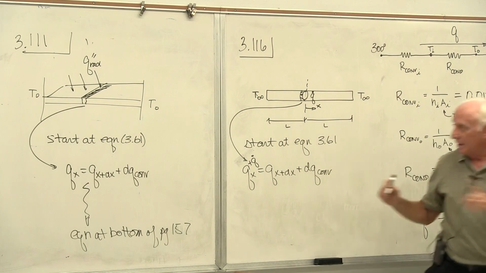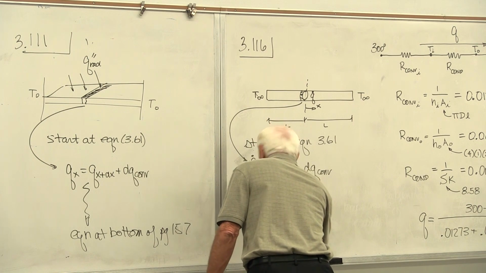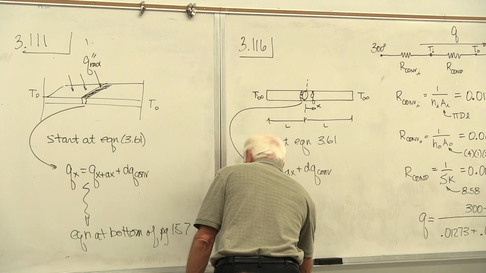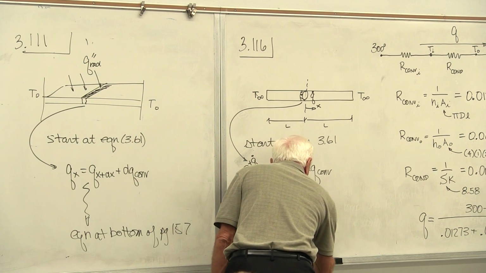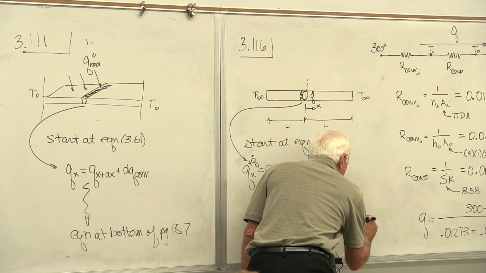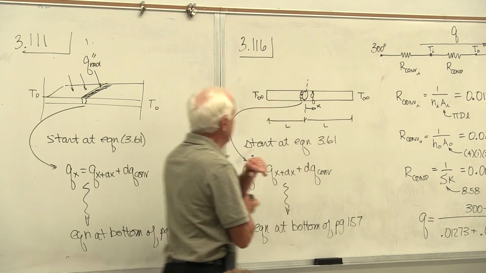Okay, and when you're done, here we go again, go through page 157 and make it look like the equation at the bottom of page 157. Clean it up. And then add the correct boundary conditions.